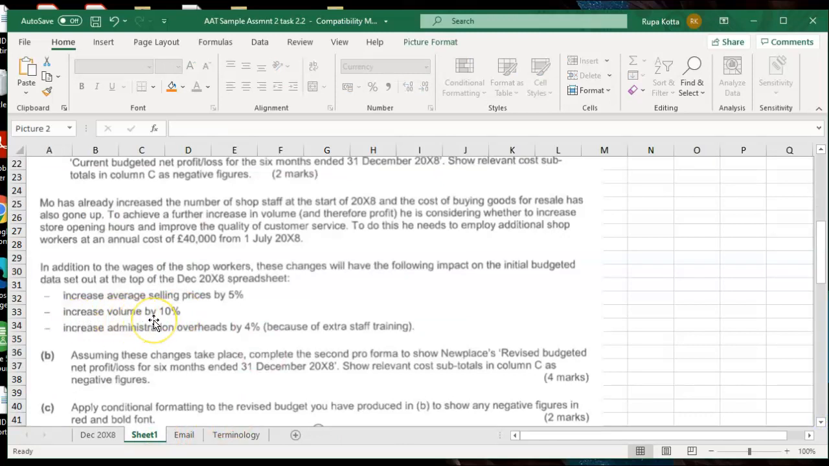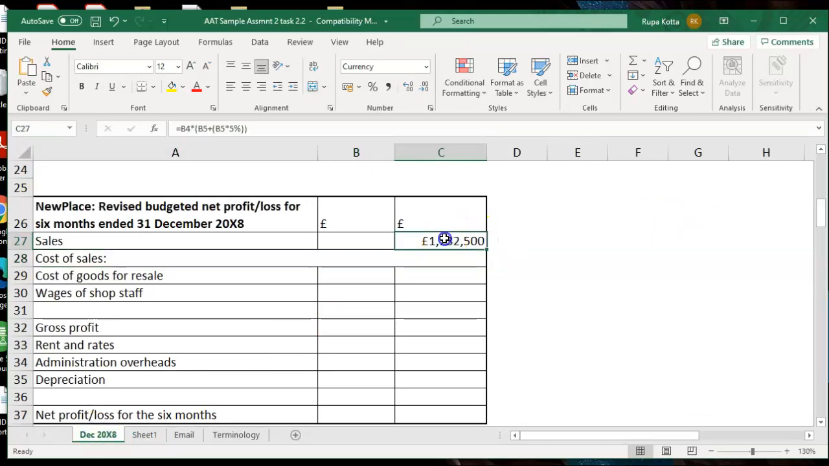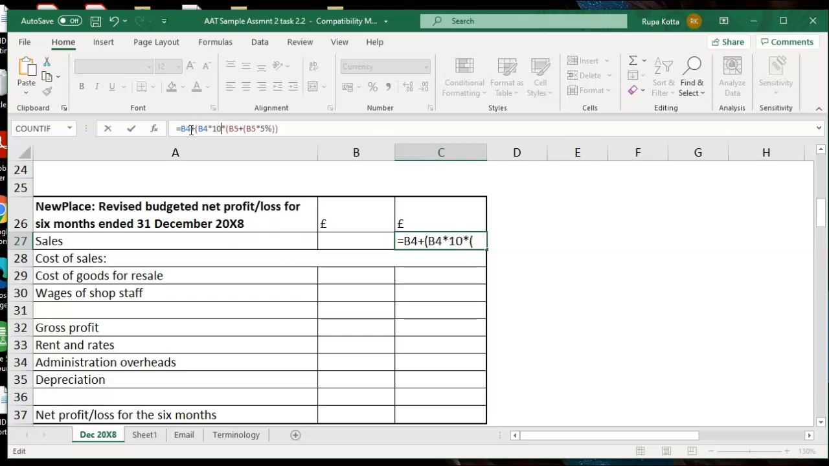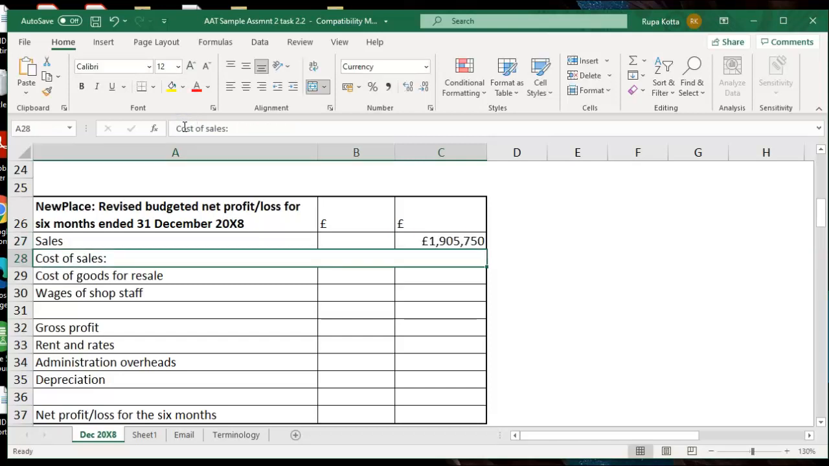Increase volume by 10%. Oops, sorry, we did not increase the volume. So this one is also increasing by 10%. So you can do times 1.1 if you want. So 109,750.